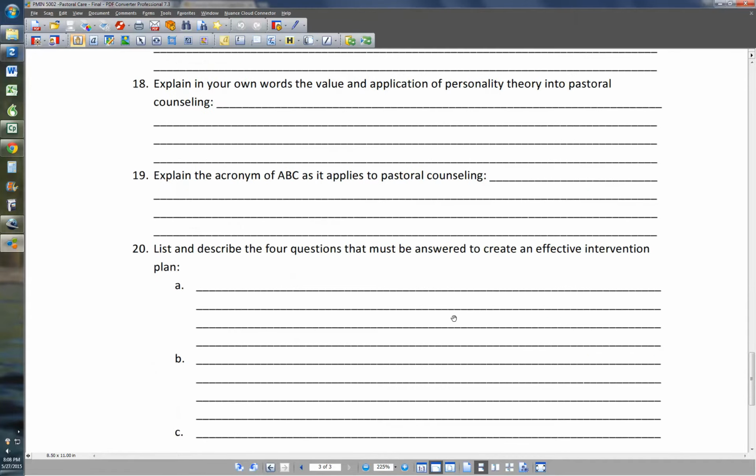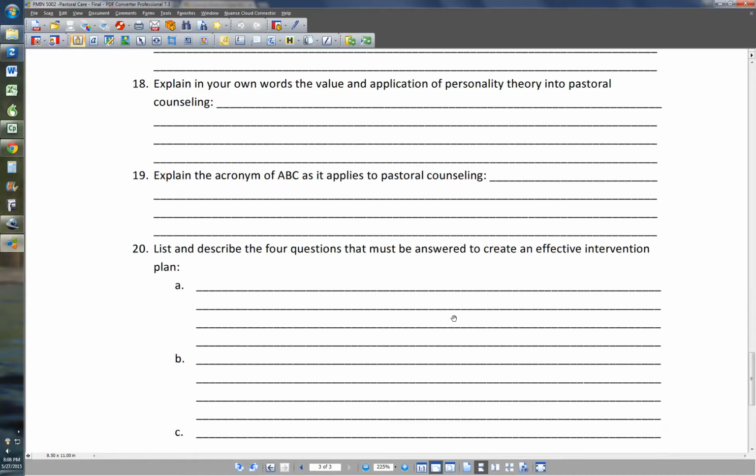Alright, number 18, explain in your own words the value and application of personality theory into pastoral counseling. I'm going to leave you to do this one, but basically what I'm wanting is, the personality theory is things like your Myers-Briggs test, your temperament test, the 5 love languages. I want you to talk about how you see those as being either effective or not effective. What do you see the role of those being, of using those for the pastoral counselor?